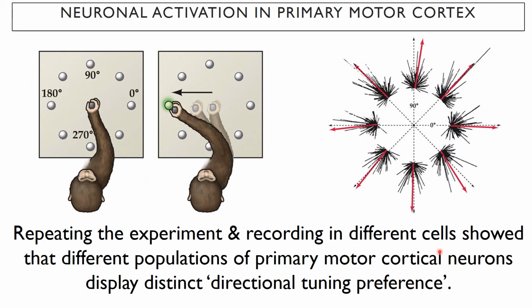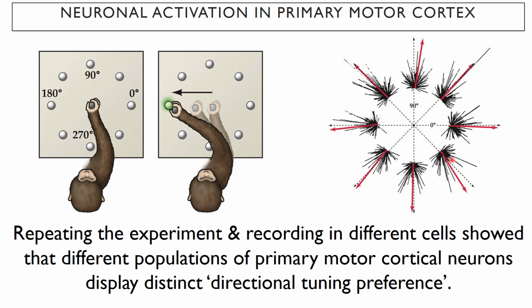So repeating the experiment and looking at different cells shows that different populations of primary motor cortical neurons have different preferences. So if you go through and record the activity of a whole bunch of different neurons, and then look at the overall vector for what particular neurons prefer, you'll find neurons that prefer all directions. This monkey, he's very talented. He can move his hand in any direction that he wants, and he's going to do it when he's prompted with this green light. If you look at a whole bunch of different neurons, you'll find direction selectivity for all of them.